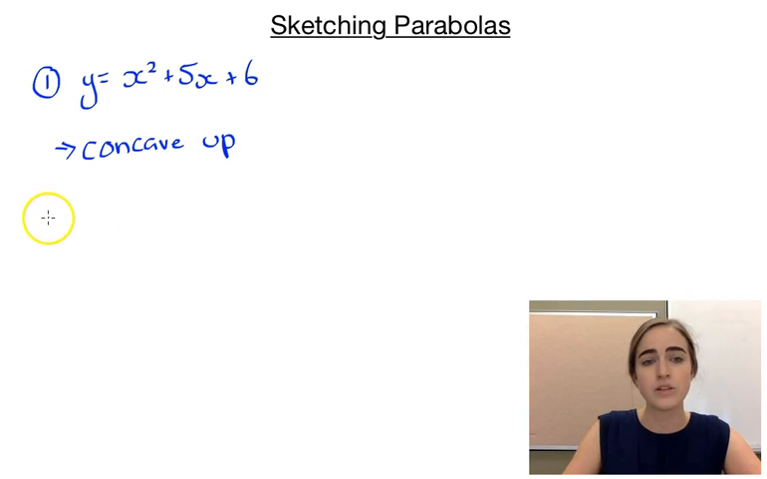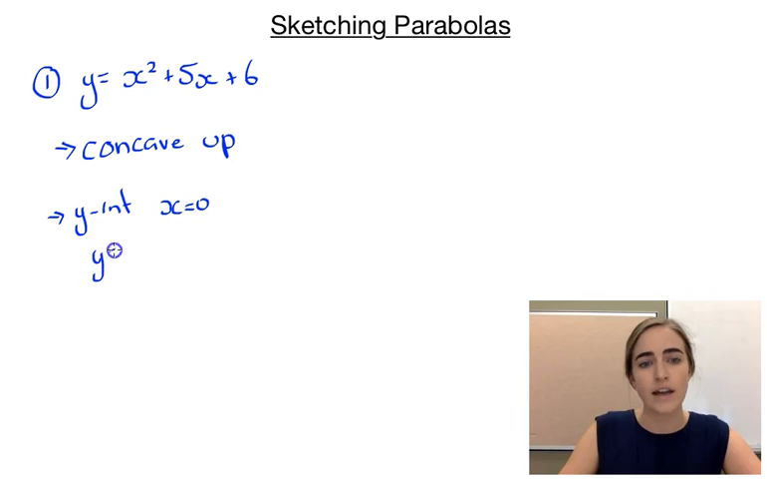The next thing we want to do is find our intercepts. So to find the y-intercept, just like we were doing before when we were doing straight lines, we're going to set x equal to 0. So that would give us y is equal to 0 squared plus 5 times 0 plus 6. And all these zeros sort of cancel out, and we just end up with 6. So we have a y-intercept of 6. Then our x-intercepts.